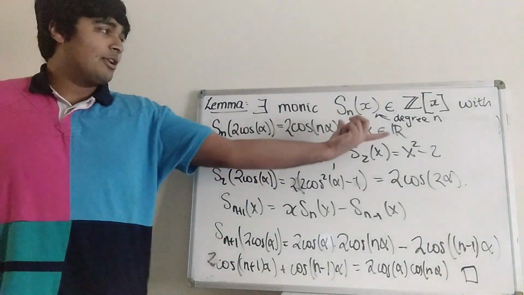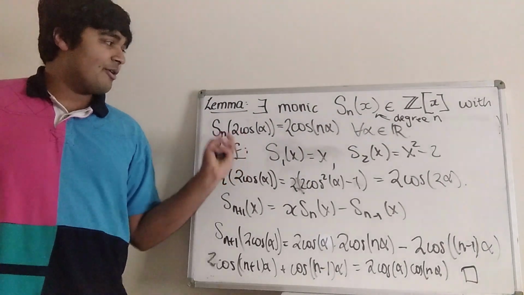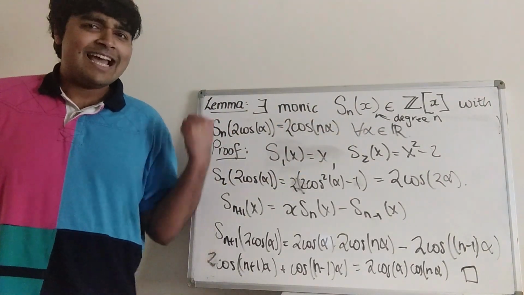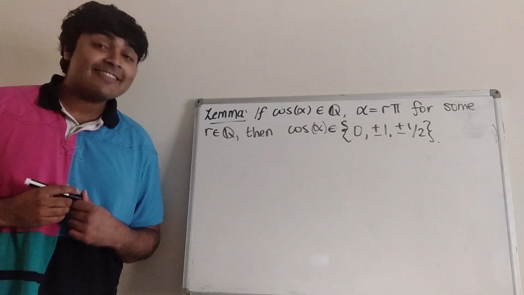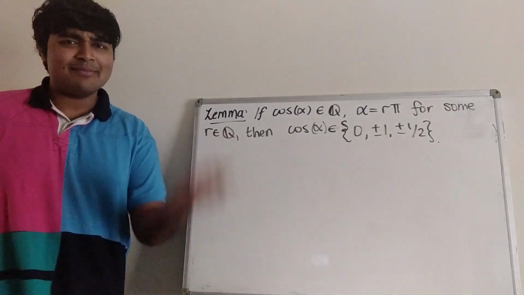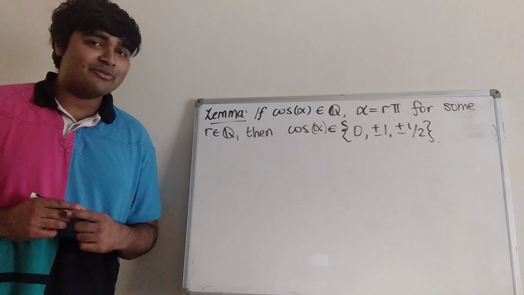So there exist these polynomials, these monic polynomials with integer coefficients, which have this property here. And as we'll see in just a second, that's going to be very, very useful. Okay, next thing we have is another lemma, and once we combine the result of this lemma and the previous lemma, we'll be able to solve the problem.